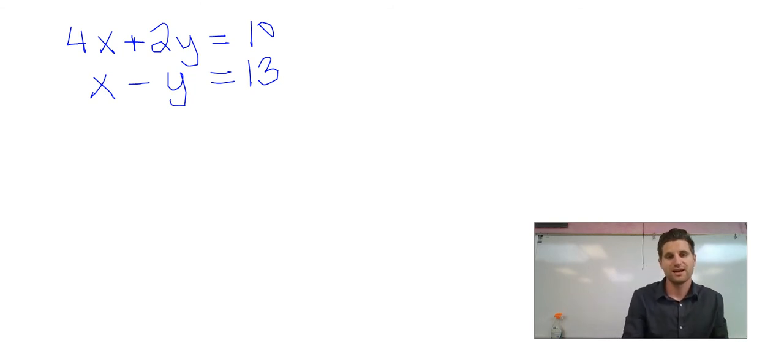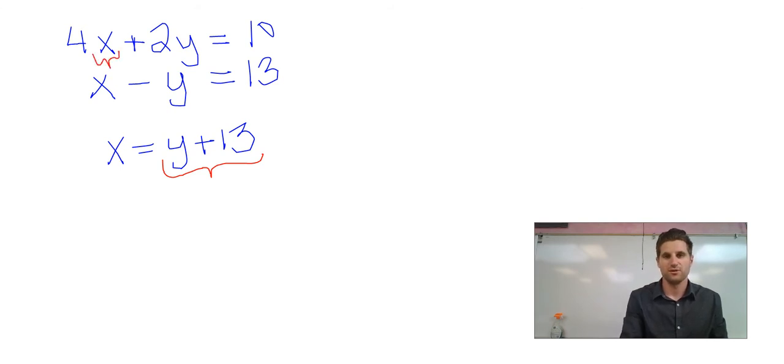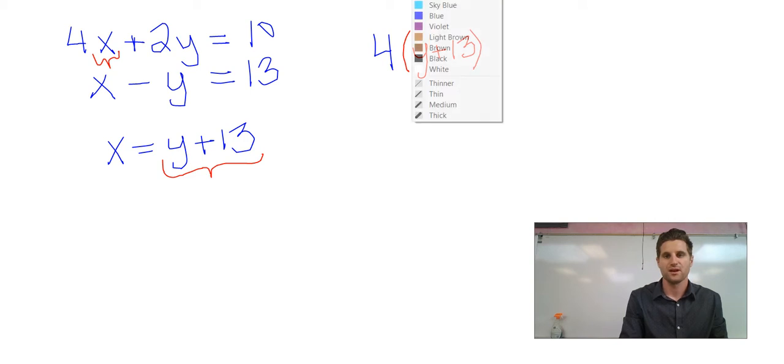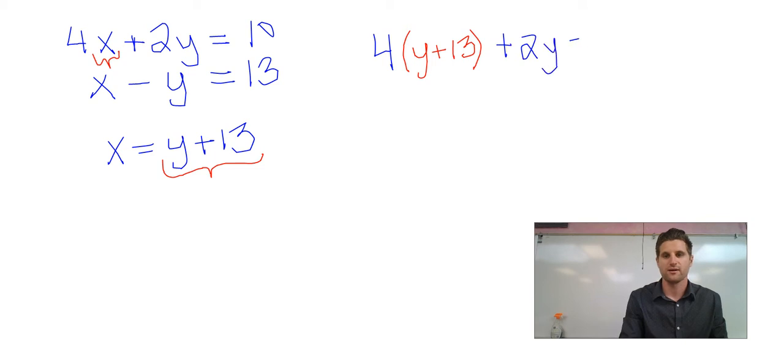Okay, so this one right here, I already have x alone, so I'm going to actually add the y over here, and we're going to get x equals y plus 13. So basically what this means is I can take this piece here, right here, and I can plug it in for x. So that would look like this, basically. We get 4, but then we're going to switch over, and instead of x, I'm going to plug in y plus 13. And then finish the rest of the equation, plus 2y equals 10.